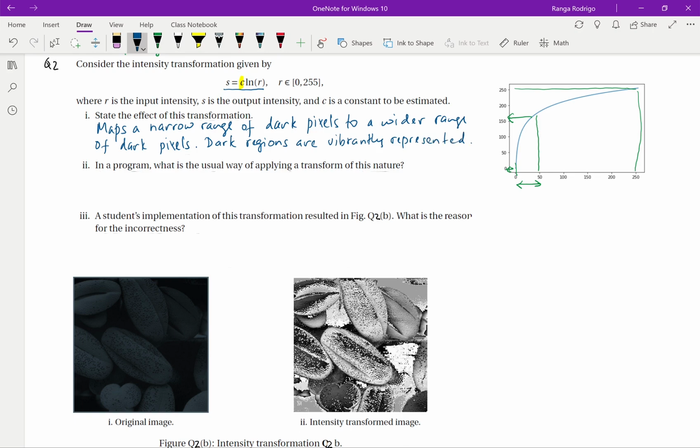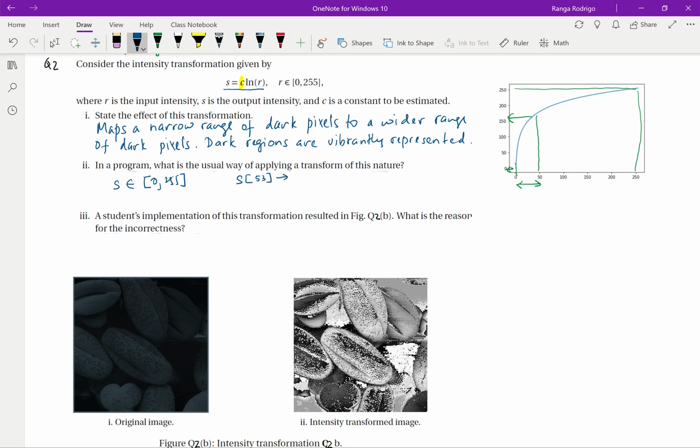Okay. In a program, what is the usual way of applying a transformation of this nature? Once you compute this transformation, we will have this vector S. This will be in the range from 0 to 255. We do not know exactly what each of those values are, but if you index S with some number like 53, the corresponding value to 53 would result.